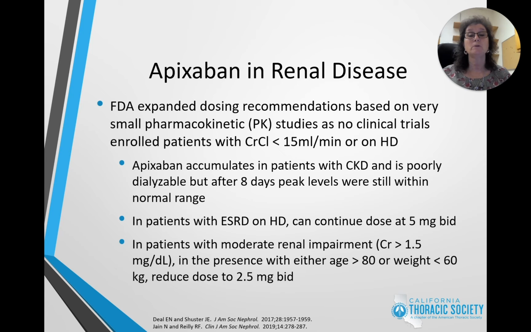They did use the pharmacokinetic trials that did demonstrate that after 8 days of exposure to 5 milligrams BID dosing of apixaban, patients still had higher levels of the drug in their system, but it was still within normal range, and noted the lower bleeding rates. Based on this, in end-stage renal disease on dialysis, patients can be given apixaban at a dose of 5 milligrams twice a day. However, in patients who have creatinines greater than 1.5 milligrams per deciliter, who have moderate renal impairment, or are older than 80 or weigh less than 60 kilograms, they do recommend a dose reduction to 2.5 milligrams twice a day.